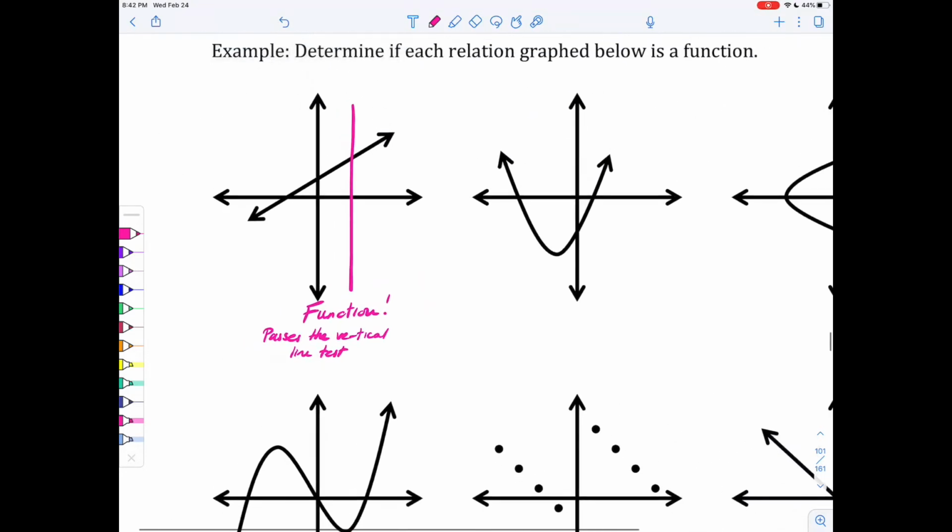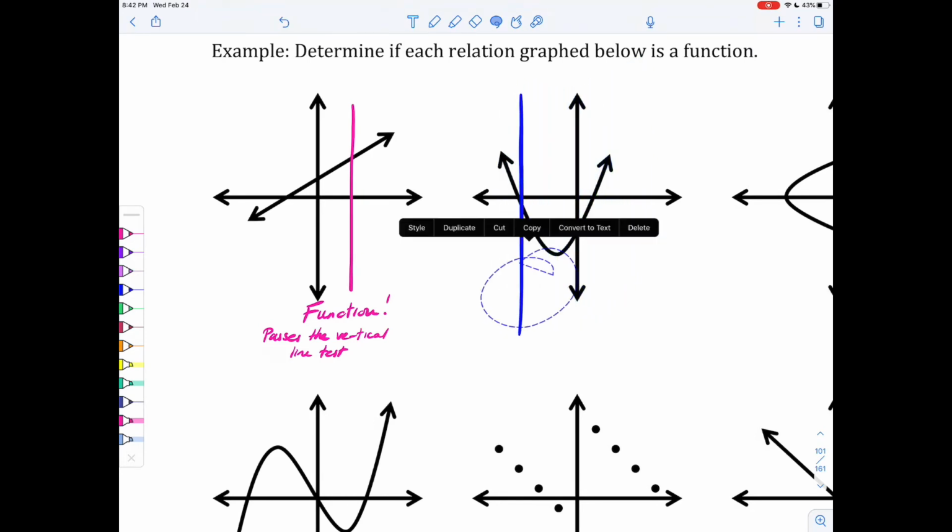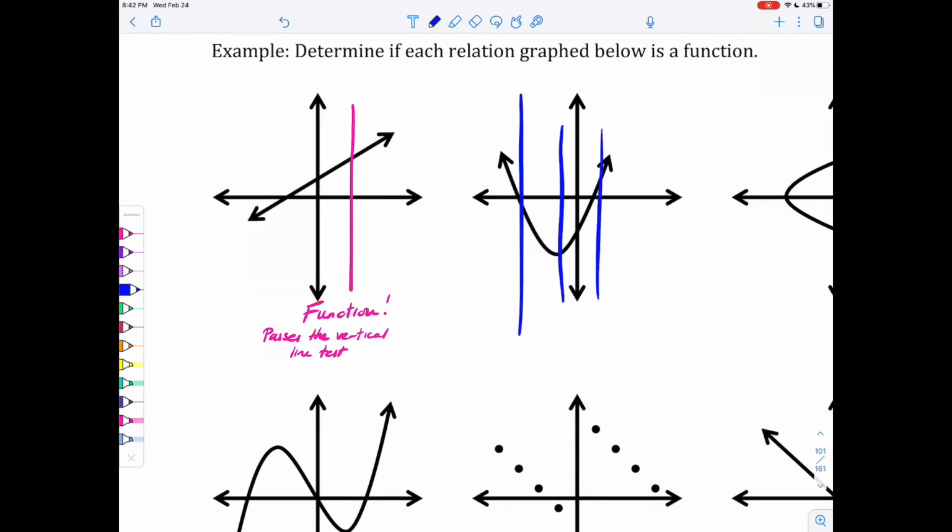All right, taking a look at this next one, we're still going to draw that vertical line. As we drag it across our possible function, we're going to make sure it's only ever touching that relation once. And that's true as I'm dragging it along. I'm only hitting it once. Now I'm not hitting it at all. But only once, every single point throughout, whether I'm drawing that line here, or here, or here. At any given point, it's passing that vertical line test. So this, in fact, would also be a function because it also passes the vertical line test.